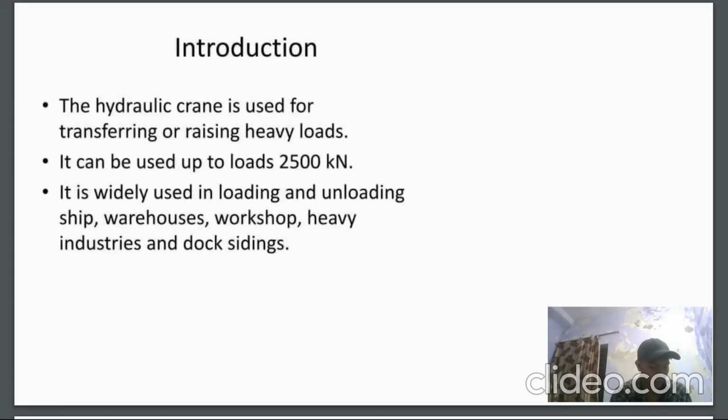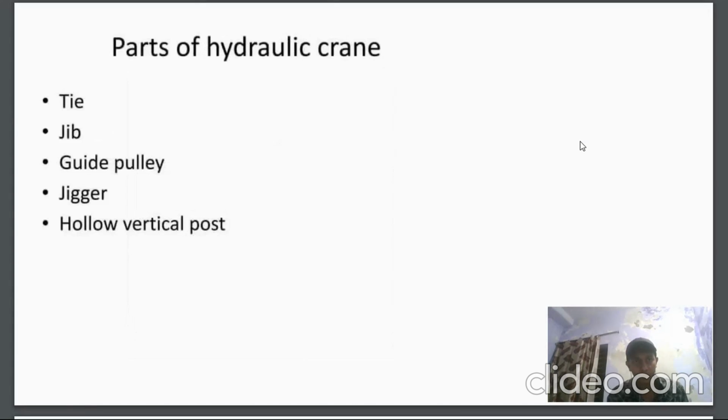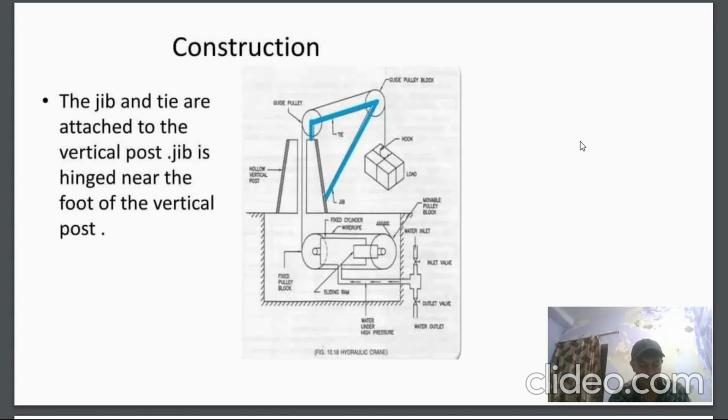And next is construction and working. These are the parts of a hydraulic crane: tie, jib, guide pulley, jigger, hollow vertical post. Next is construction. A hydraulic crane consists of a mast, tie, jib, guide pulley, and a jigger. The jib and tie are attached to a mast. The jib can be raised or lowered in order to decrease or increase the radius of action of the crane.